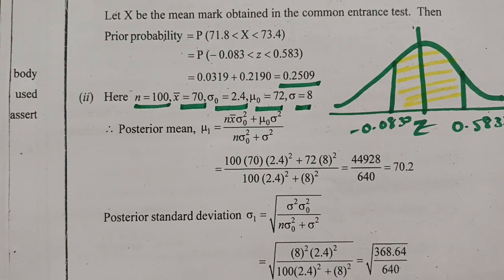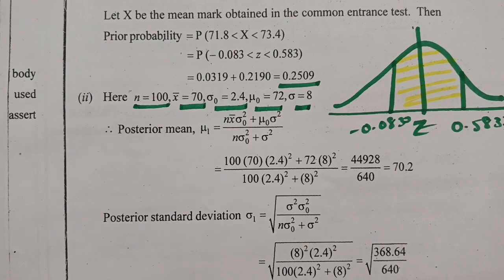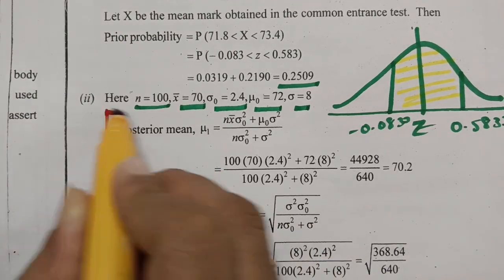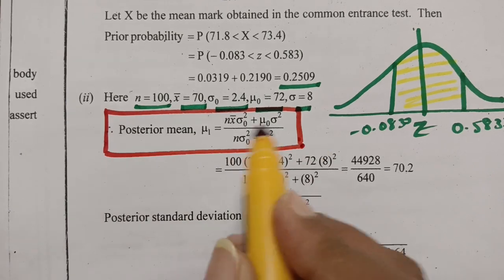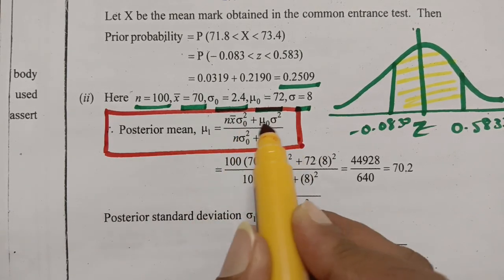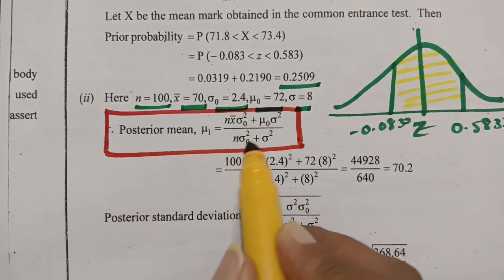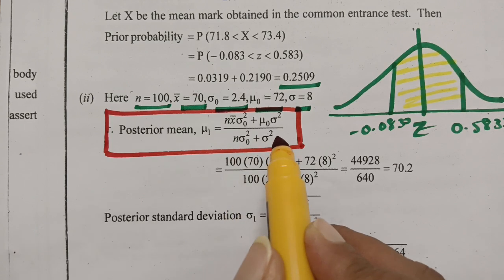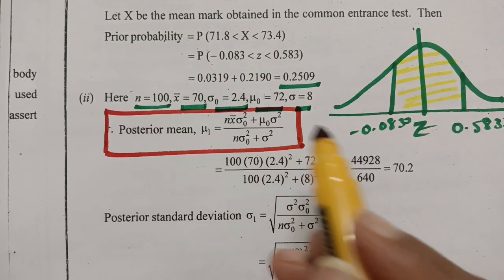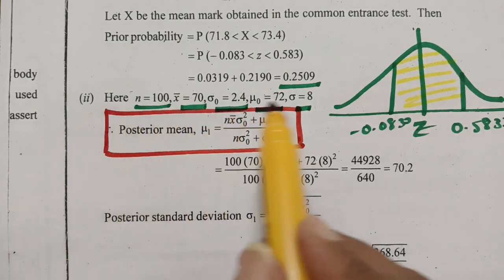So here the formula for the posterior mean is so simple. Mu naught is equal to n x bar sigma naught square plus mu naught sigma square, divided by n sigma naught square plus sigma square. So here every value is ready.